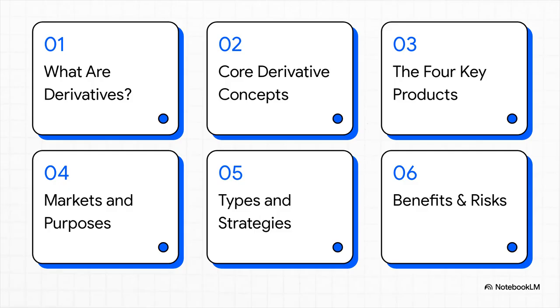Let's jump in. So here's what we've got on tap today. We're going to start with the big one. What on earth is a derivative? From there, we'll dig into the core ideas that make them tick. Then, we'll open up the financial toolbox and look at the four main products, see where they're traded, and wrap it all up by looking at the awesome benefits versus the very real risks. Sound good? Let's get to it.